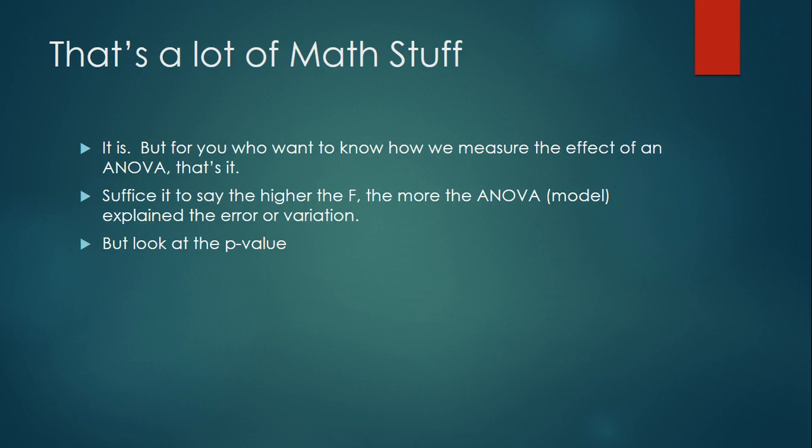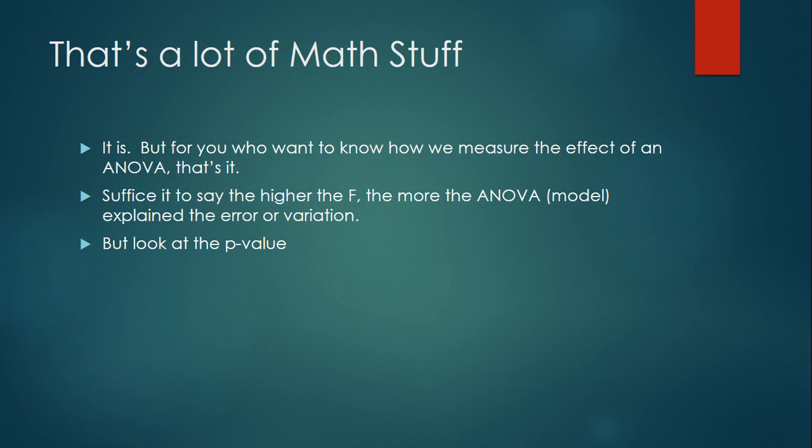That's a lot of math stuff, okay? And it is. But for you who want to know how we measure the effect of an ANOVA, that's it. We measure it using the F statistic. So when you run ANOVA in SPSS or R or any of the other statistical packages, you're going to see an F statistic. And it's important for you to understand what that F statistic means.